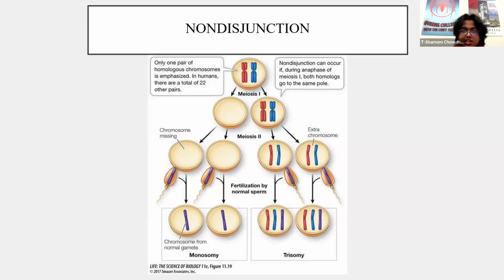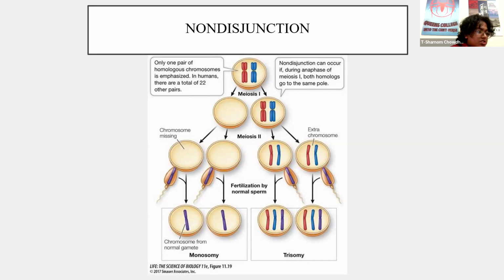So non-disjunction can occur where, during anaphase, both homologous chromosomes go to the same pole. As you see here in meiosis 1, both homologous chromosomes go to the same pole. Then in meiosis 2, you have an extra chromosome, while in one of them you have no chromosomes. Then when the cells are fertilized by sperm, you have monosomy, where you have a cell with only one chromosome, and trisomy, where you have a cell with three chromosomes. So trisomy 21 is what causes Down syndrome.